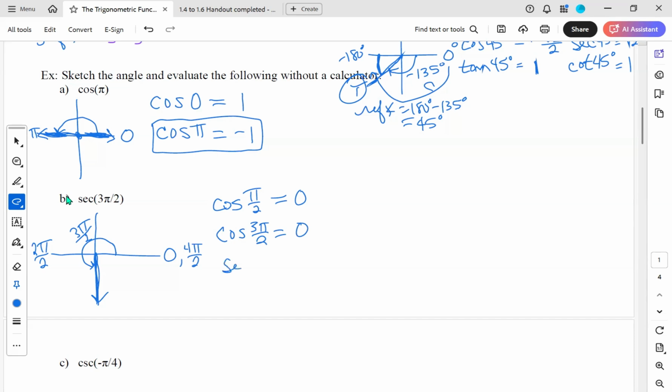Now I can do the secant of 3 pi over 2. That means I'm going to flip the 0. So that's going to leave me with 1 over 0, which is actually undefined. Because we can't divide by 0, it's undefined. If we had 0 over a number other than 0, then the answer is 0.